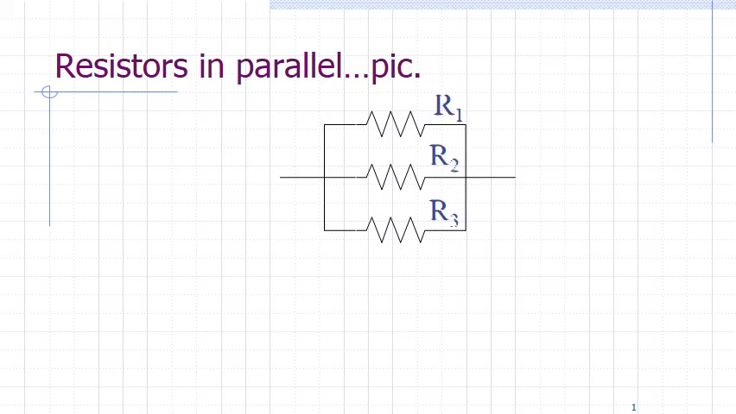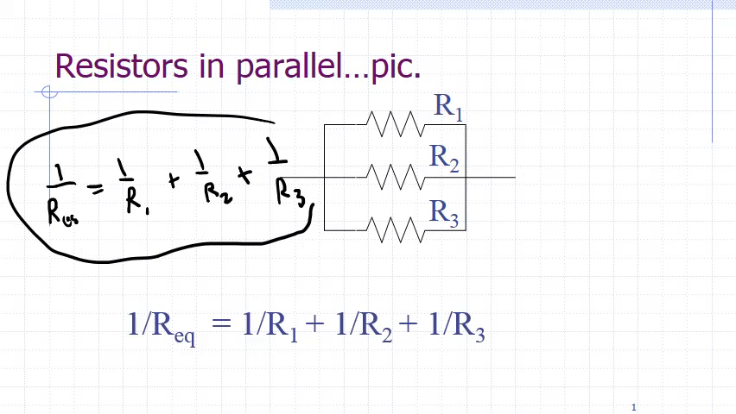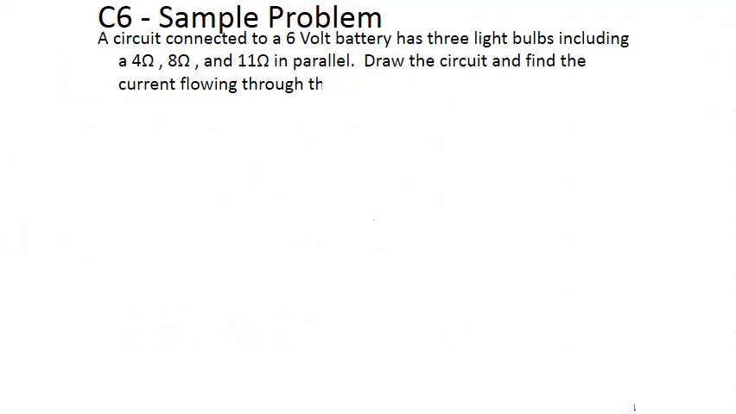The way that we add up resistors or light bulbs in parallel is 1 over Req. So 1 over Req is equal to 1 over R1 plus 1 over R2 plus 1 over R3. So we add up our resistors and we get our total.